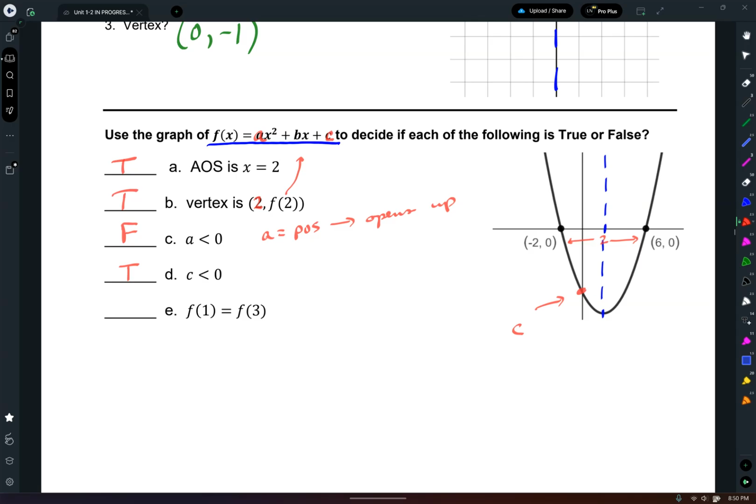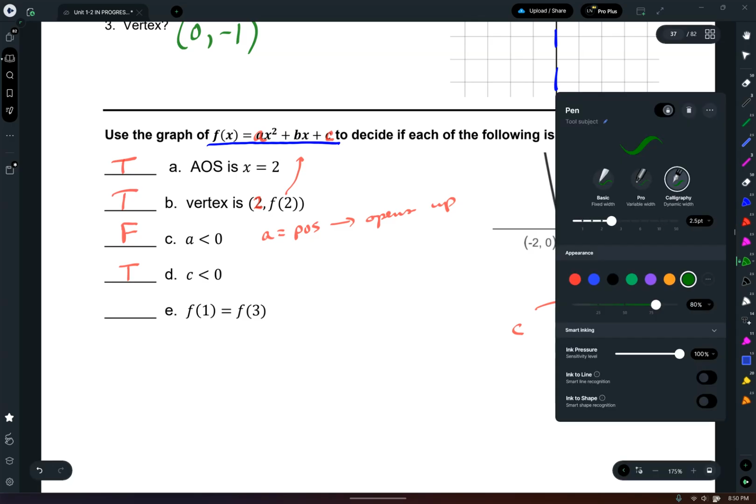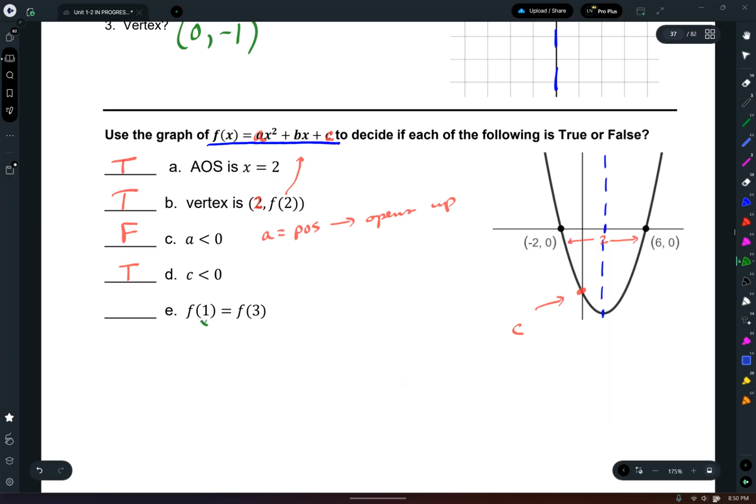And then this is saying, does f of 1 equal f of 3? That means when x is 1, and this means when x is 3. So an f of means the y value. So does the y value at 1 equal the y value at 3? Well, remember, the axis of symmetry is at 2. So x equals 1 is 1 unit this direction from the axis of symmetry. And 3 would be 1 unit this direction from the axis of symmetry. Well, don't those have to have the same y value? So yes, that's true, because they are equidistant from the axis of symmetry.